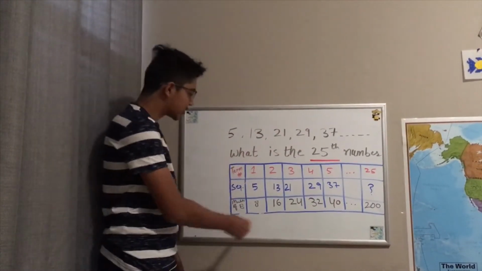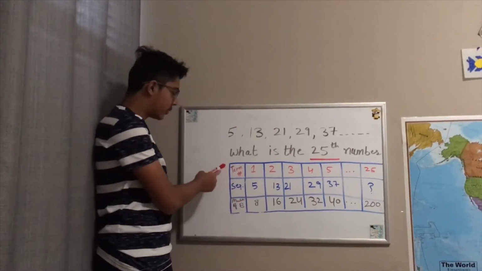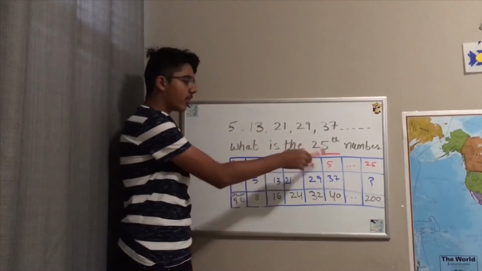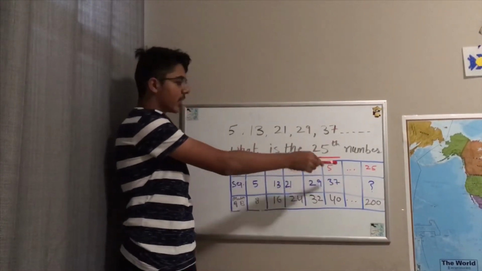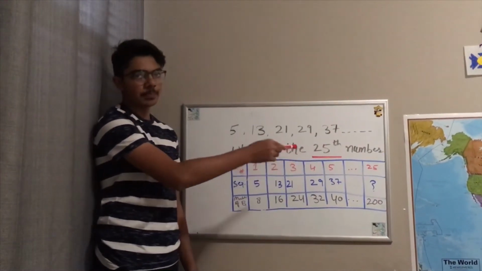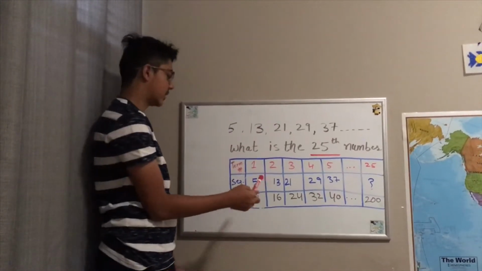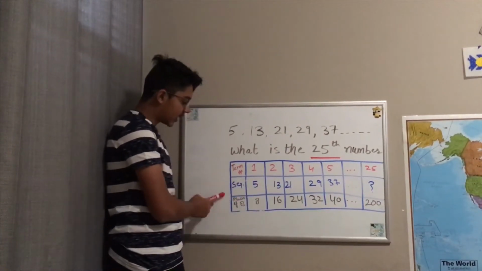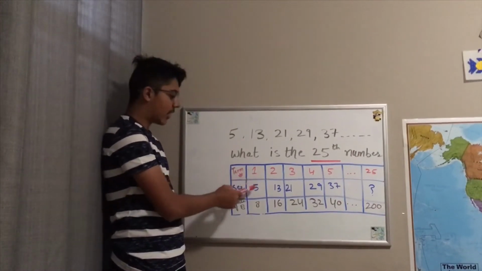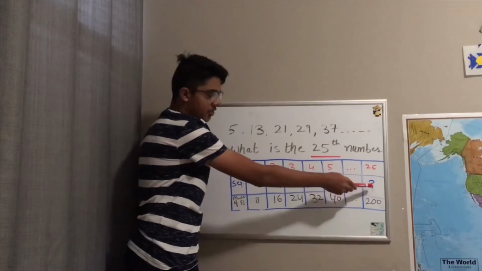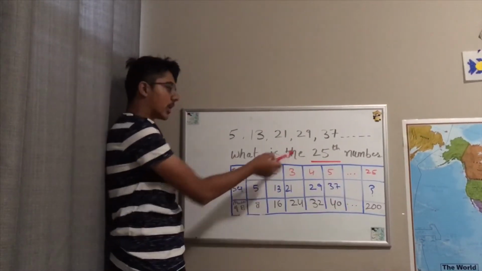So you just make a chart like this. In the first row, you put the term number. It's just 1, 2, 3, 4, 5, all the way until 25, since 25 is the number that we want. And then we don't want to go any higher than that, because then the others are going to be useless. In the second row is our sequence: 5, 13, 21, 29, 37, until the question mark, which we don't know. That's what we're trying to solve for.